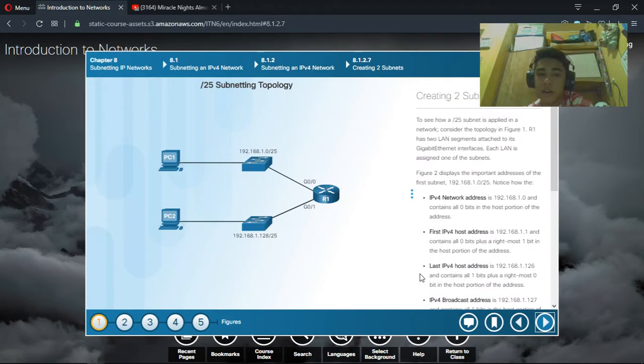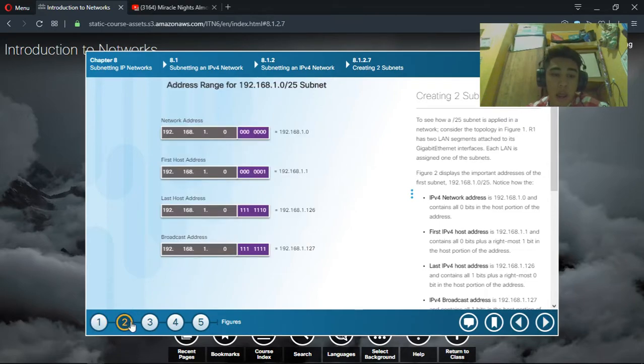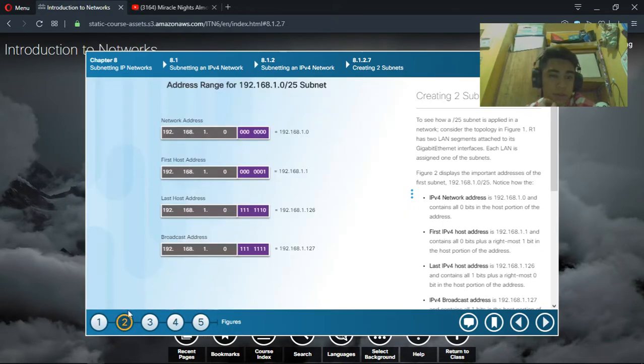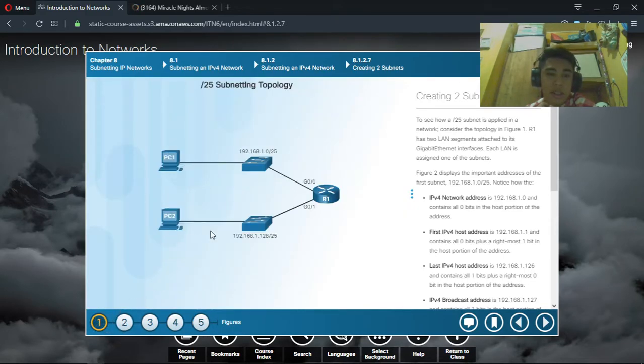For me, I studied it by myself, so I'm a little confused about subnetting, but I will practice it so I will be able to do subnetting in the future.